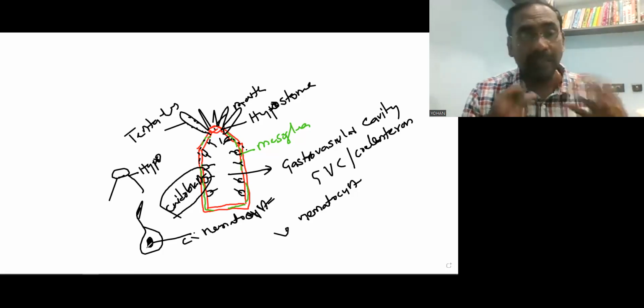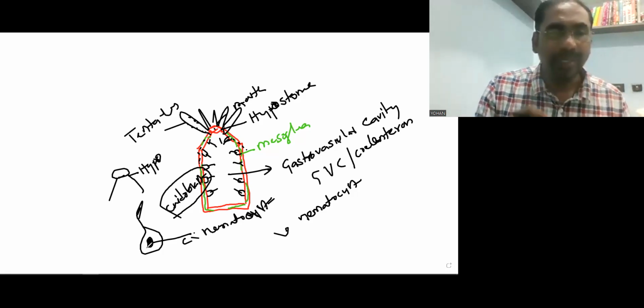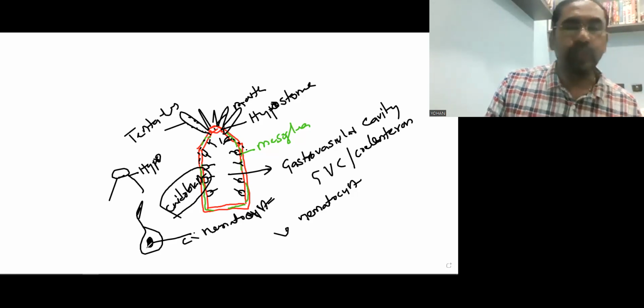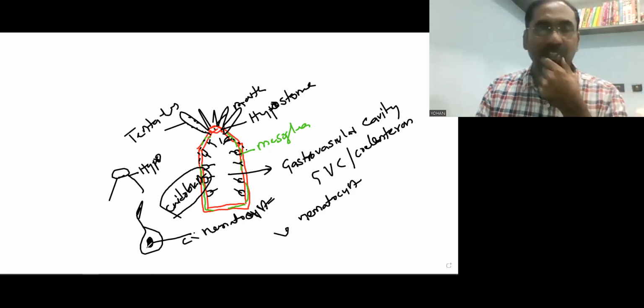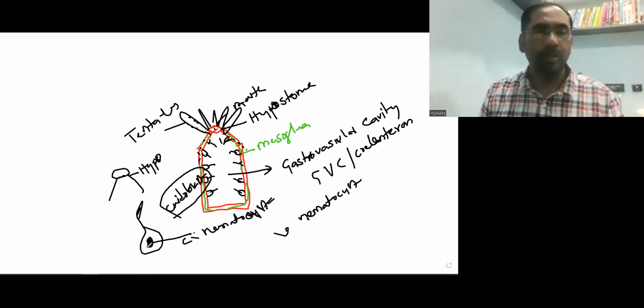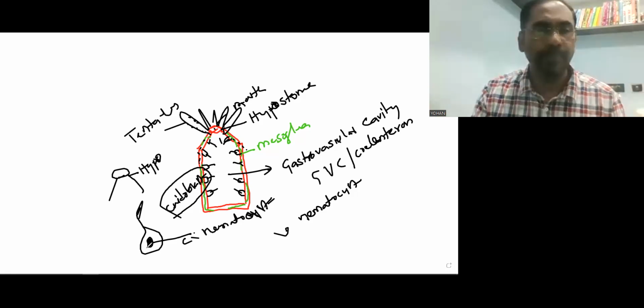Some cnidoblast cells have a sticky, gummy-like substance, which helps in attaching to the substratum. What is meant by substratum? Any object.